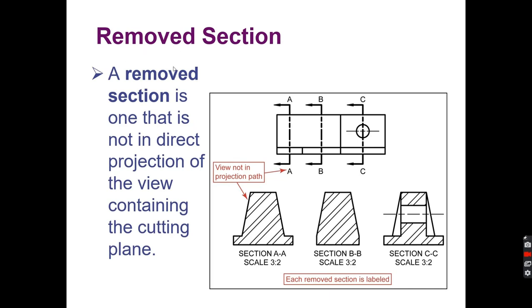A removed section is one that is not in a direct projection view. Notice that these would line up 1, 2, 3 this way, looking at those sections, probably over here, 1, 2, 3 this way. Instead, if we're short on room, we can take and, as we look at those sections, move one here, here, and here. Just make sure that they are labeled, and it's usually normal to put the scale there as well.